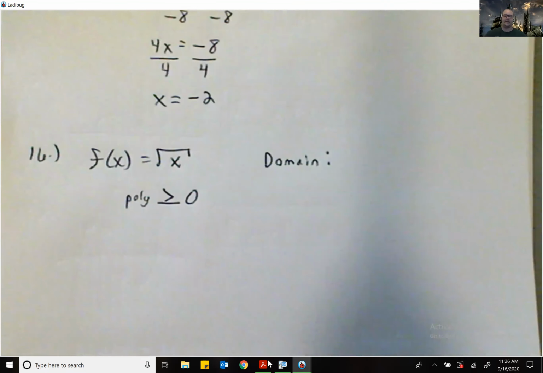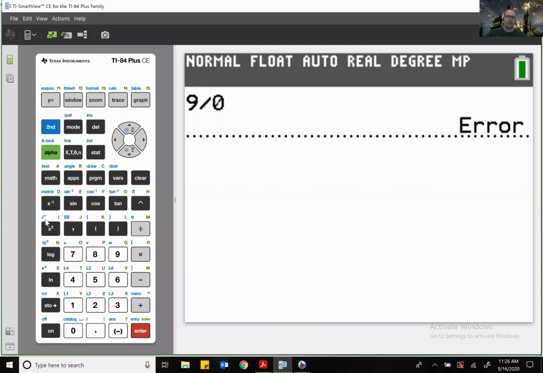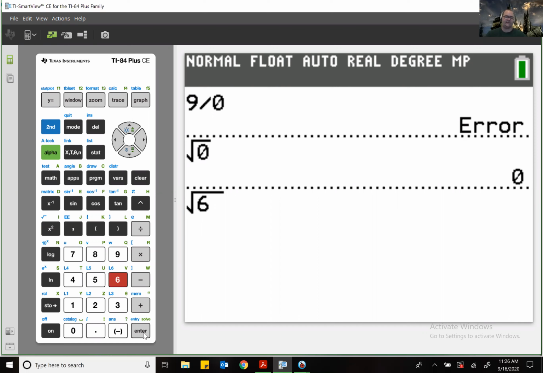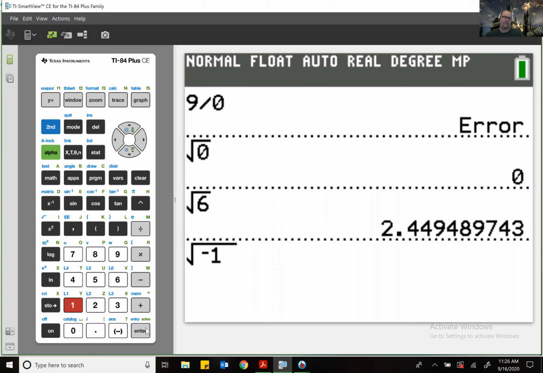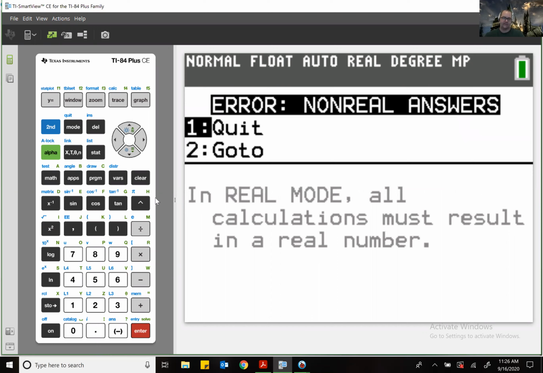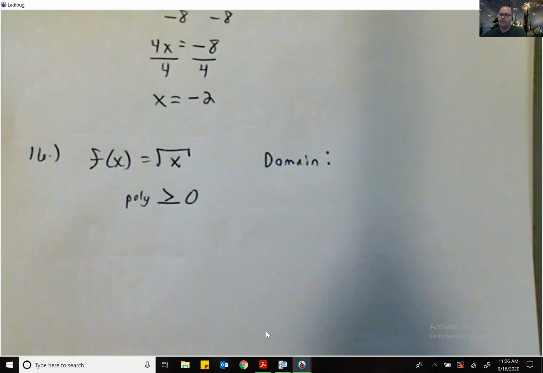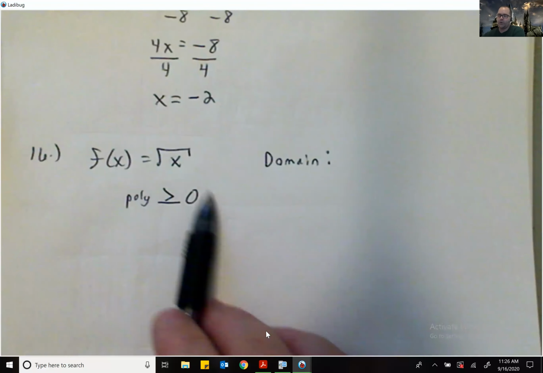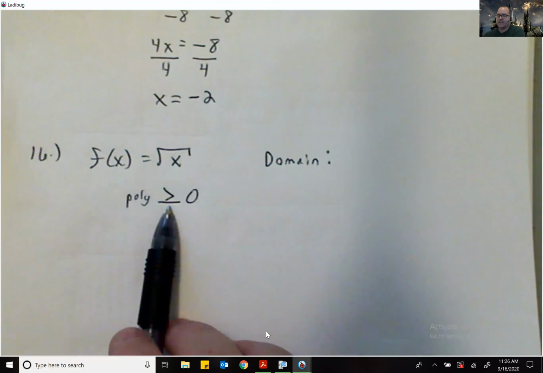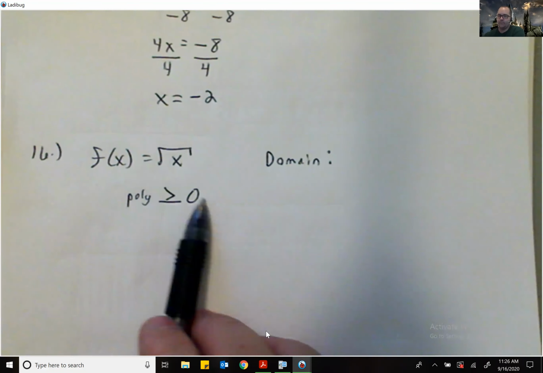If you go to your calculator and try to take this, it should show you some things. Square root of 0, we get 0. Square root of any positive number like 6, we got an answer. It's not the nicest answer, but we got one. But if I take the square root of a negative number, like -1, error. It doesn't like it. So that's why we set this piece greater than or equal to 0, because these numbers work under here. As long as you're 0 or above, you're good to go.